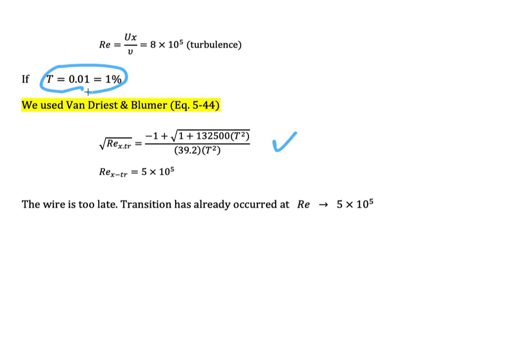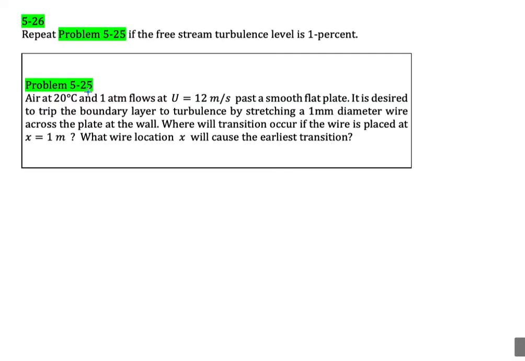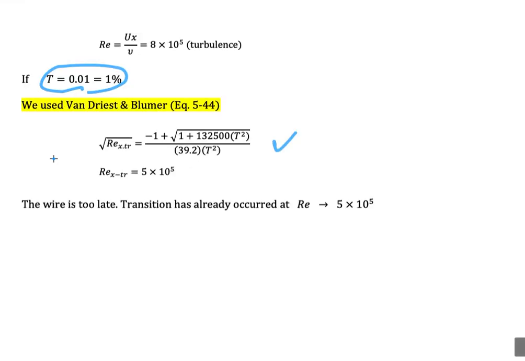So if the free stream velocity has turbulence intensity, the transition already occurs at Reynolds number 5 times 10 to the power of 5. This means that the location of x equal to 1 meter here is actually too late. The transition has already occurred at 5 times 10 to the power of 5.